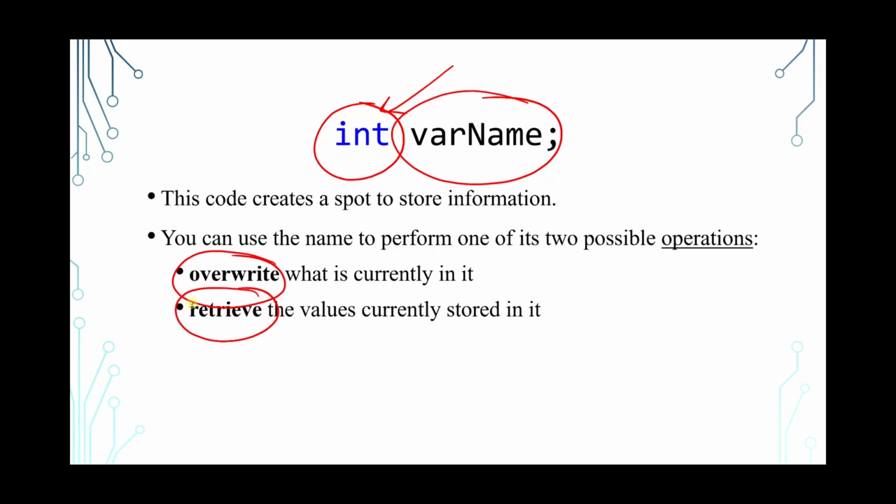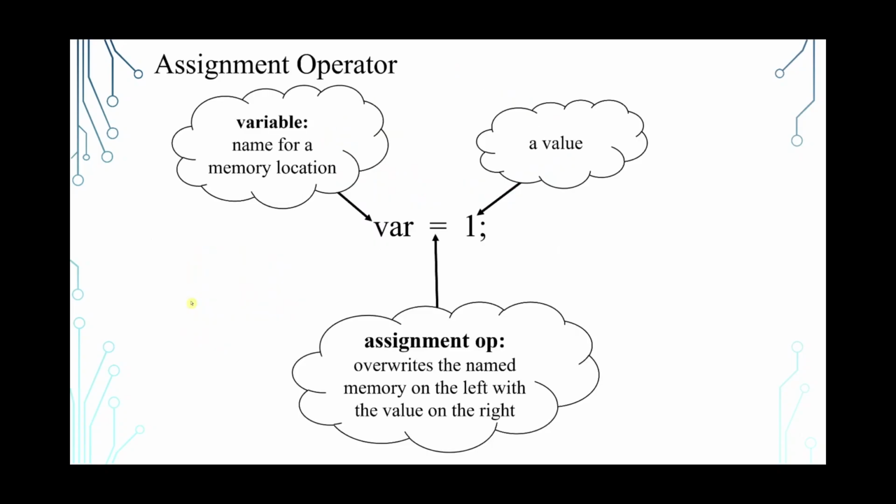Overwrite, change the value inside. Retrieve, read the value inside. So, the assignment operator is this, the equal sign. In math, it's equal. In C++, it's storing. It's storing something in something else. So storing 1 in variable.